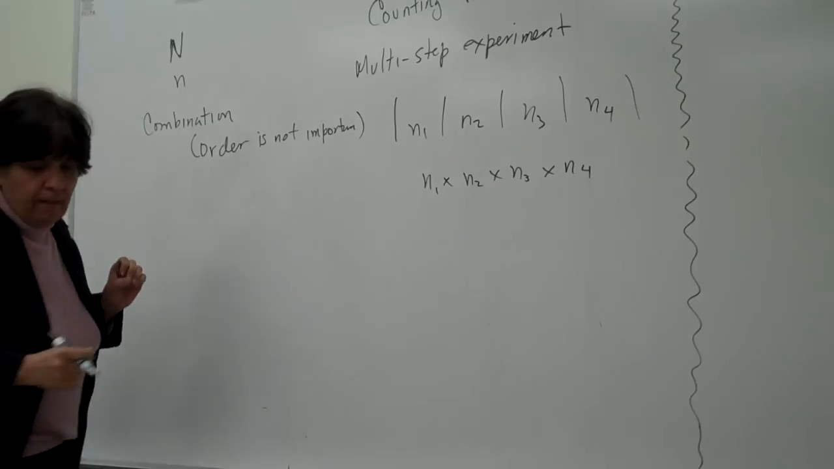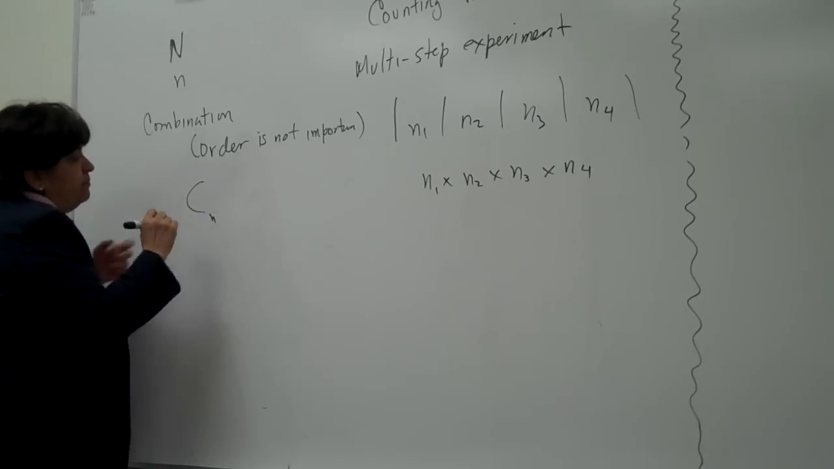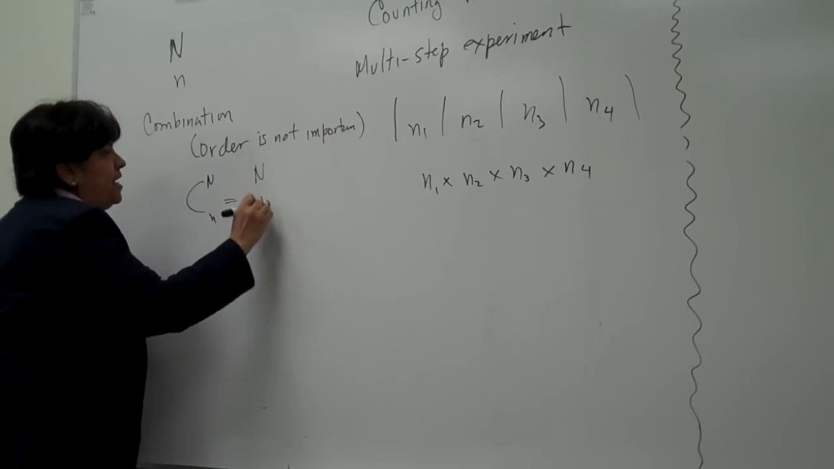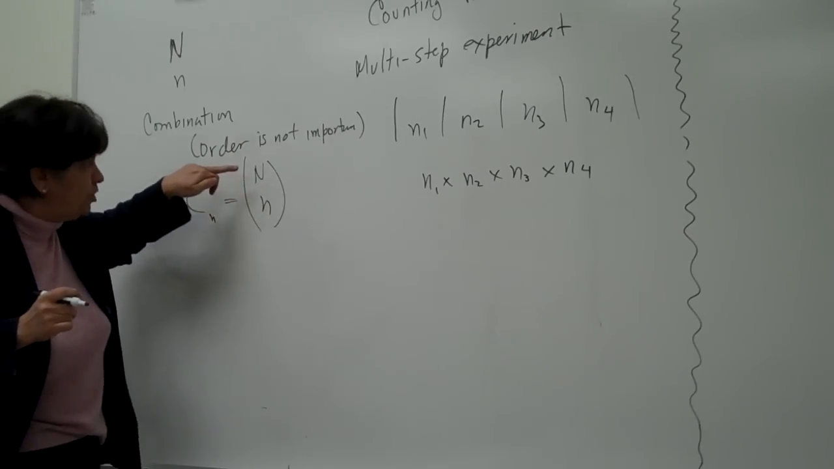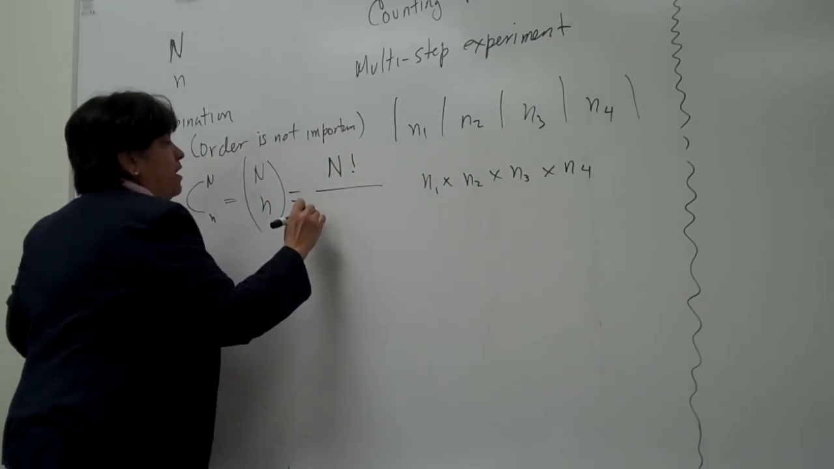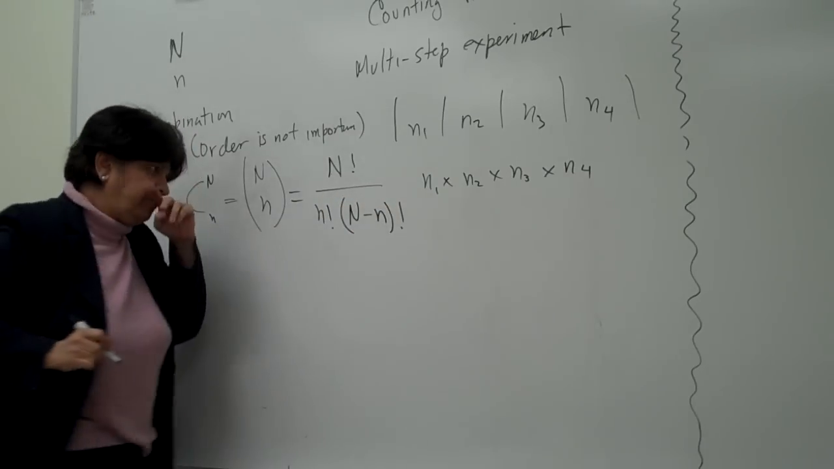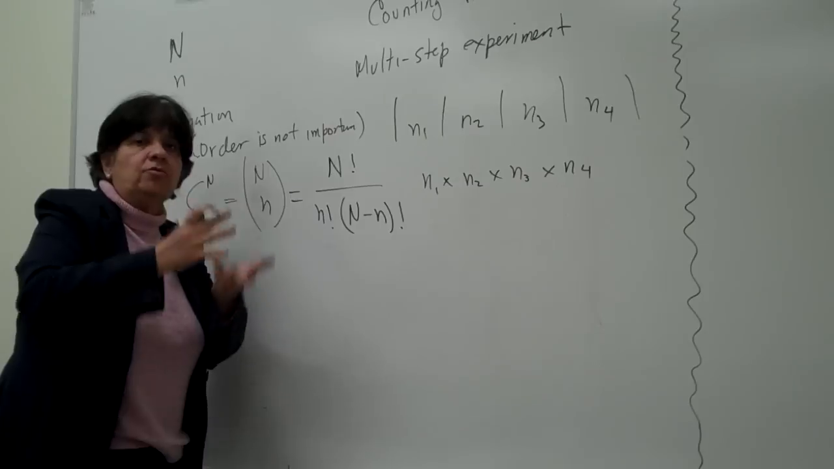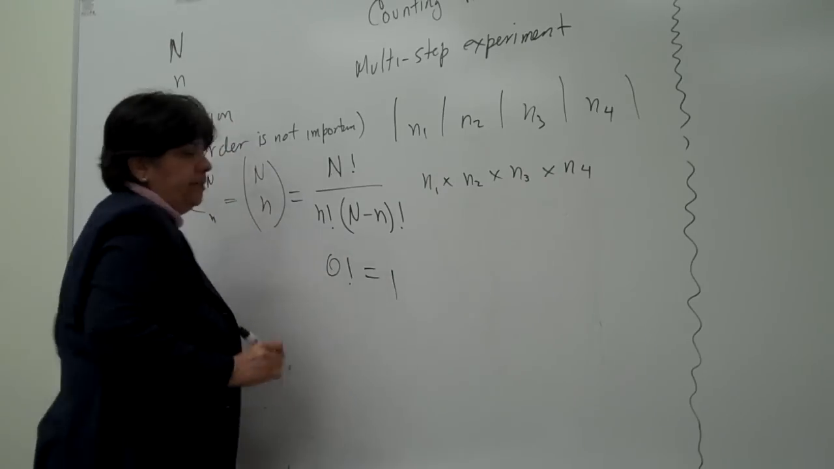And the way that we're going to do it is C of capital N, lowercase n, and that is equal to capital N choose n. We don't have a division sign in here, it's just N over n stacked, and that is equal to capital N factorial divided by n factorial times N minus n factorial. What is factorial? Factorial is nothing but the number times the number minus 1, until going to the 1. And by definition, 0 factorial is equal to 1.